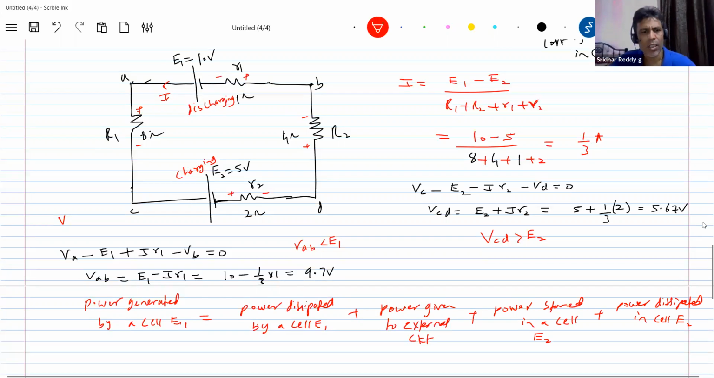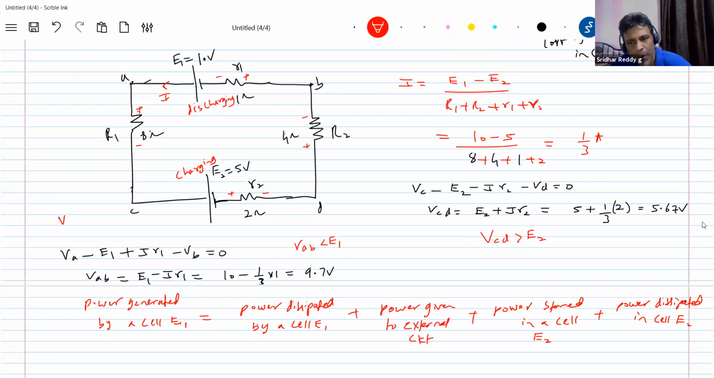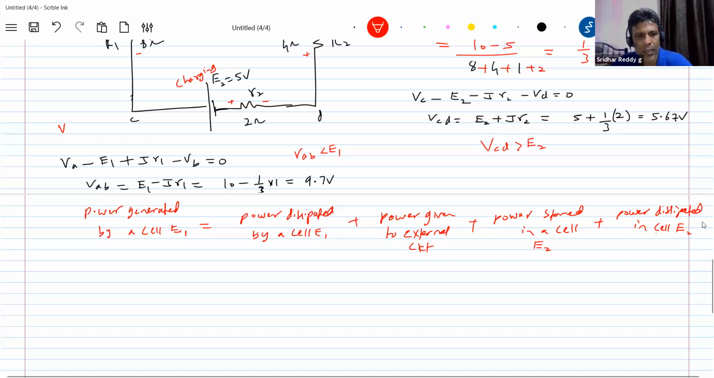You check it all. What is the power given to the cell E2? E2 into I. Is it all energy stored? No. A part of the power is stored in the cell as E2 into I, and a part of the power will be taken by the cell itself, I squared R2. So if you check all, what is the equation? This should be E1 I, power generated by the cell. This should be I squared R1.